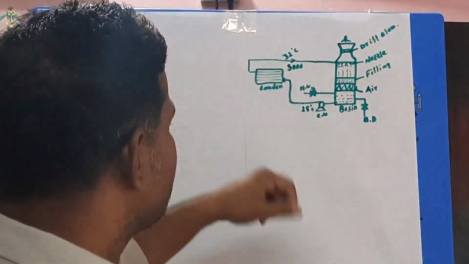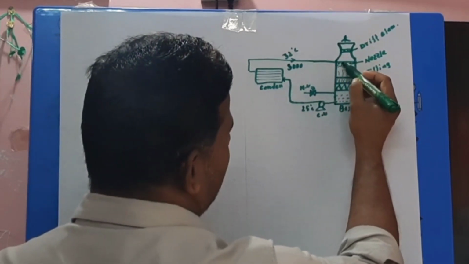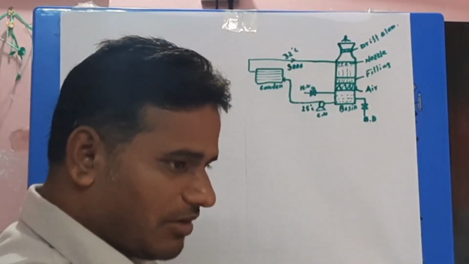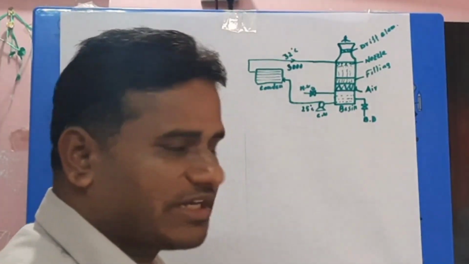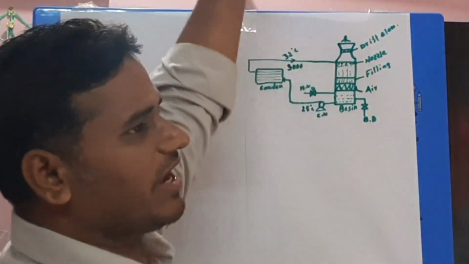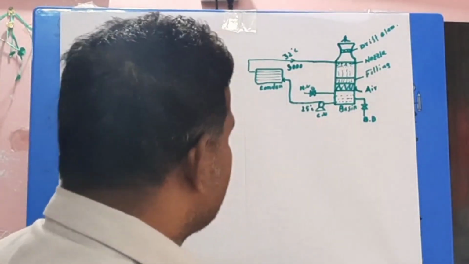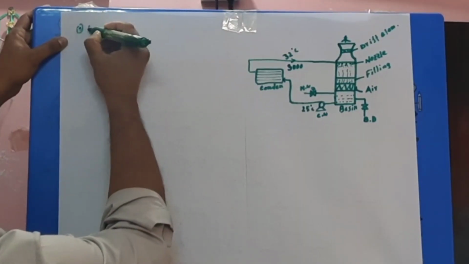Normally in a cooling tower, the first loss is evaporation loss, because the hot water comes into contact with air, and after contact some evaporation happens. This evaporated vapor goes to the atmosphere, so some water will be lost. So it is called evaporation loss. So the first loss is evaporation loss.